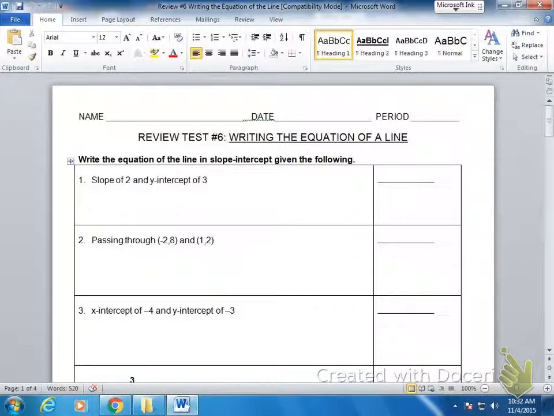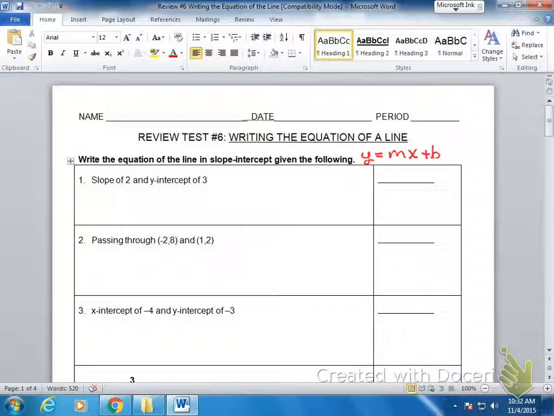It says, write the equation of the line in slope-intercept form. And guys, we have to remember what slope-intercept form is. It's on your formula sheet. y = mx + b, okay? When we finish, all our answers should be y = mx + b in some form or another. So let's look at the first one.